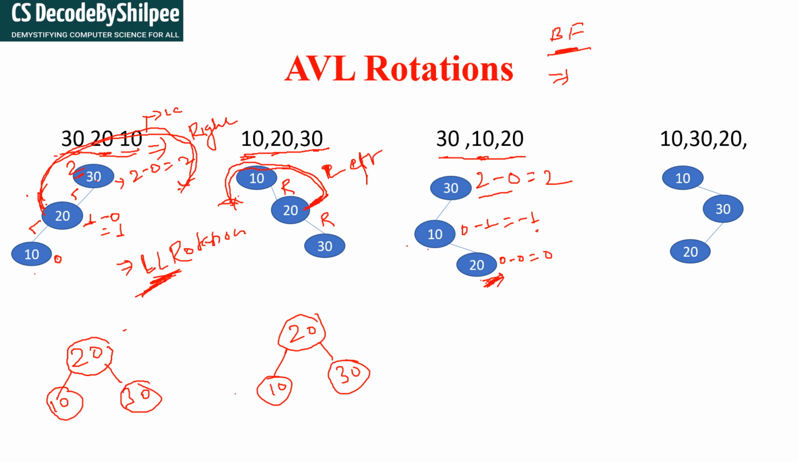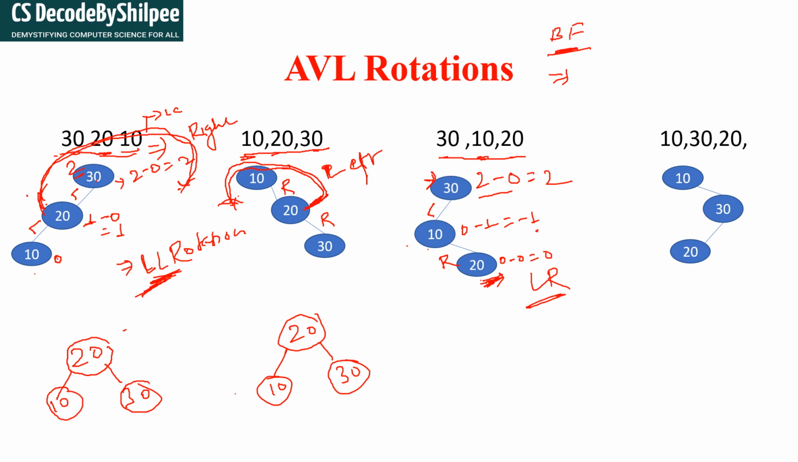So I have calculated the balance factor, and this node 30 is violating the AVL tree property. Now from 30 onwards, we'll check what type of rotation it is. Here is the left child and here is the right child, right? So this violation is LR. This problem is LR. Suppose this type of situation comes.